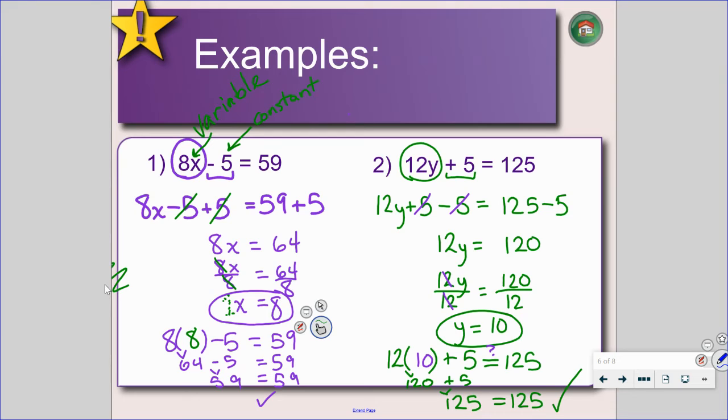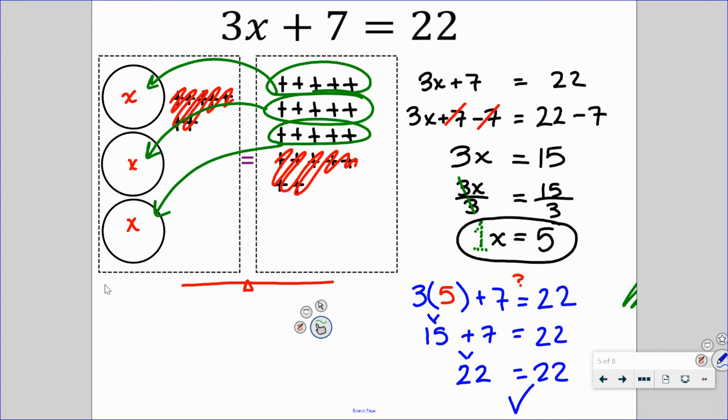If you have noticed so far, we always eliminate that constant term first. What part of the 59 had nothing to do with the 8 envelopes? Well, that was the 5. Let's get rid of that minus 5. On the other side, what part of the 125 had nothing to do with the 12 envelopes? Well, that would be the plus 5. So keep that in mind, try to eliminate that constant term when at all possible. As we did on the previous page in red, we got rid of those 7 extra dollars first. Then we were able to split up whatever is remaining.